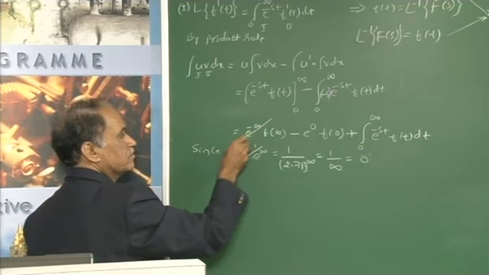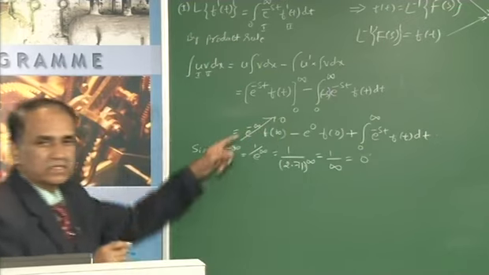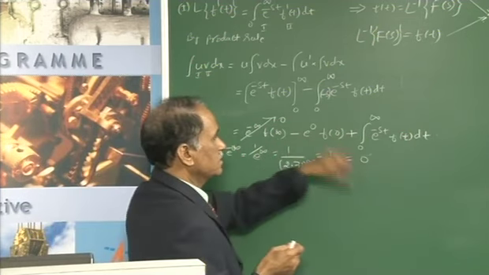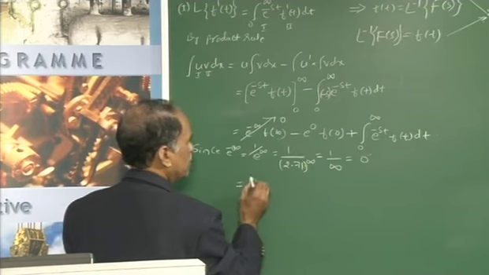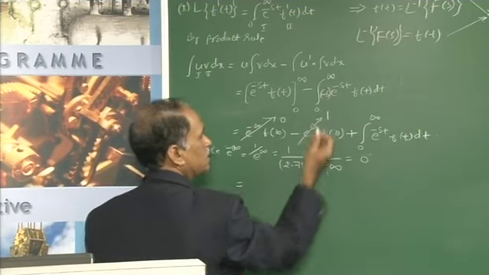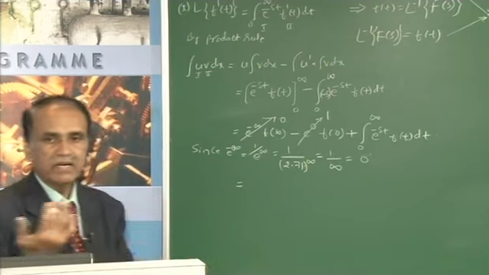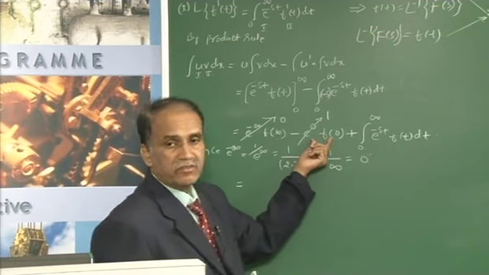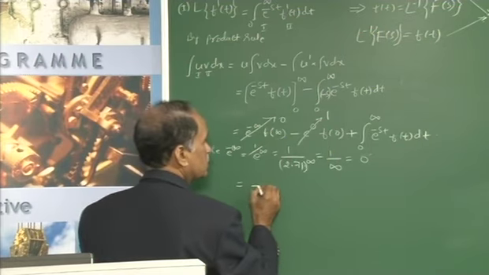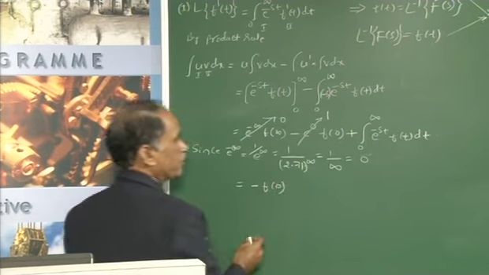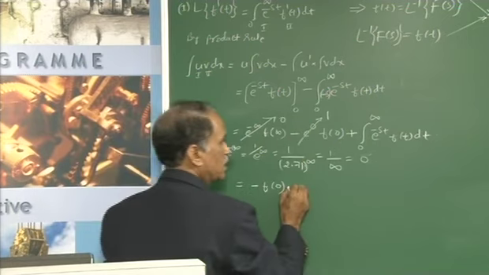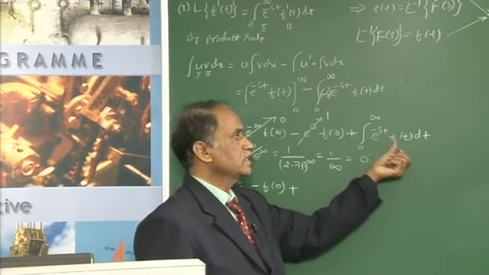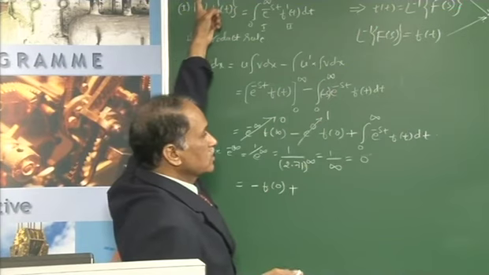Therefore, the first term gives us 0 because e to the power minus infinity is 0, and finally we are left with the second term and third term. What is the result in the second term? Then e to the power 0 is 1 and f of 0 is the functional value at t equal to 0. We do not know the value of this one, so you need to write the same value as it is. Therefore, minus f of 0 multiplied by e to the power 0, which is 1, and plus integral 0 to infinity e to the power minus st f of t dt as it is according to the definition.